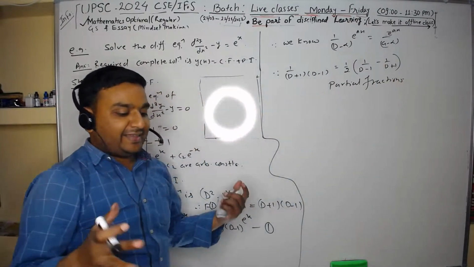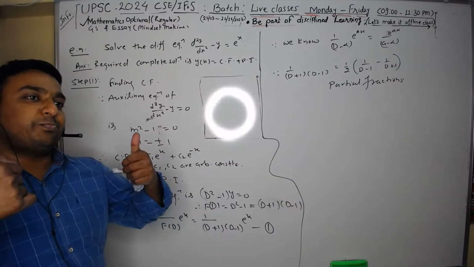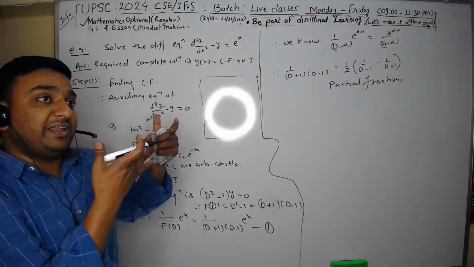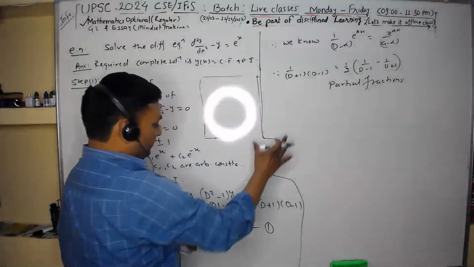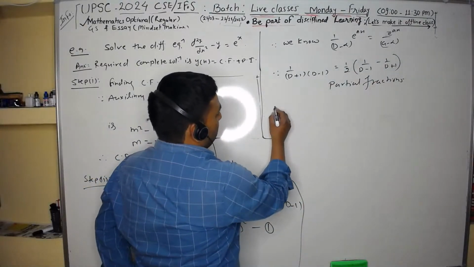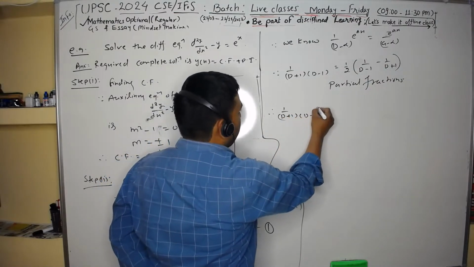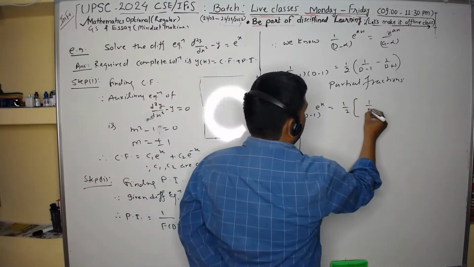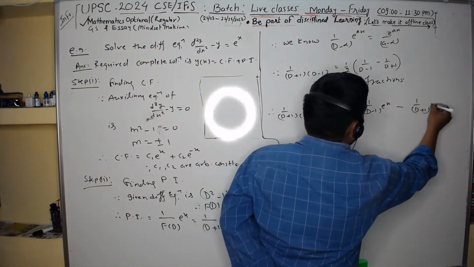Again, I will say I am not interested in answer only. I am more interested in making you feel this process, because tomorrow when we will be doing more questions, this process will be like making you feel very comfortable here. So whenever you have fractions like this, use the partial fractions, write like this. चलिए, so अभी क्या कर सकते हैं अपन? 1 upon d plus 1 into d minus 1. This can be written as 1 upon 2 is just a constant, 1 upon d minus 1 minus 1 upon d plus 1.